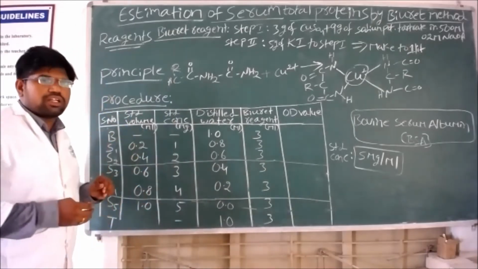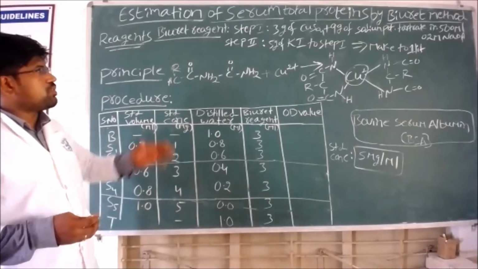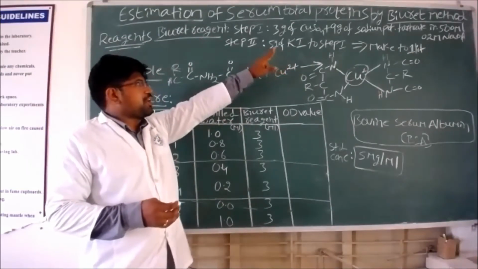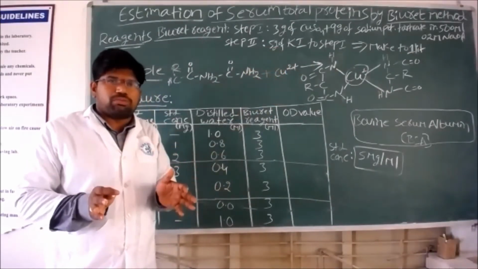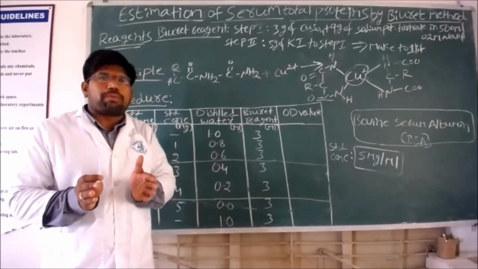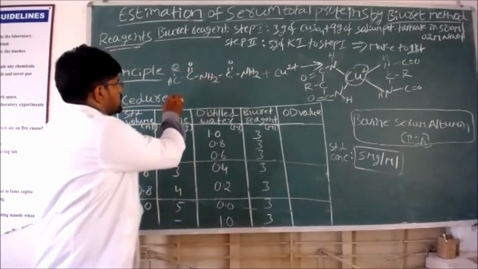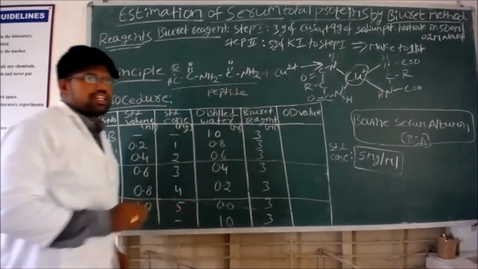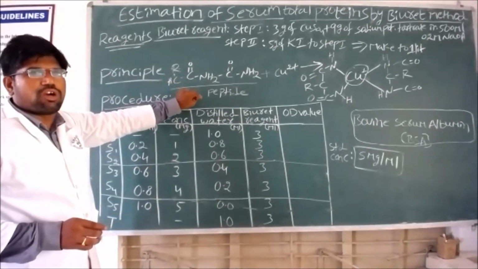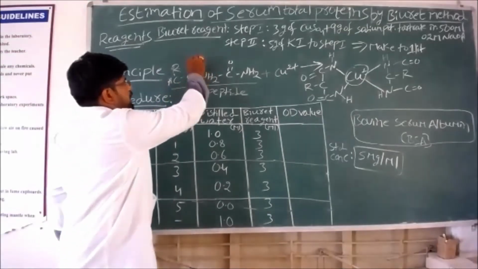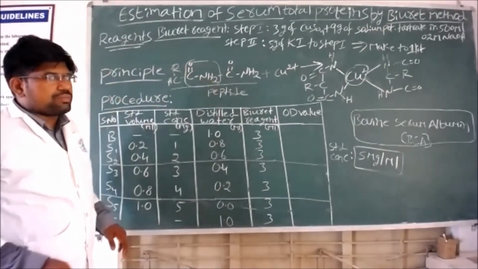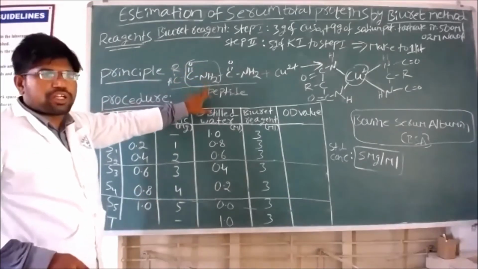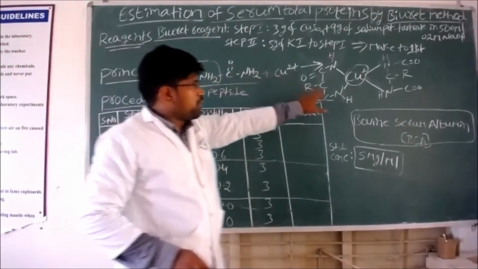Next, the principle of the experiment. As we all know, Biuret reagent is prepared with the help of copper sulfate, and the sodium potassium tartrate and potassium iodide provide the favorable medium for the reaction of copper with the protein. This is a small peptide, since it is very difficult to write the whole protein. I mentioned a small part of the protein that we call the peptide. These are the peptide linkages. The peptide linkages present in the protein react with the copper and form a complex.